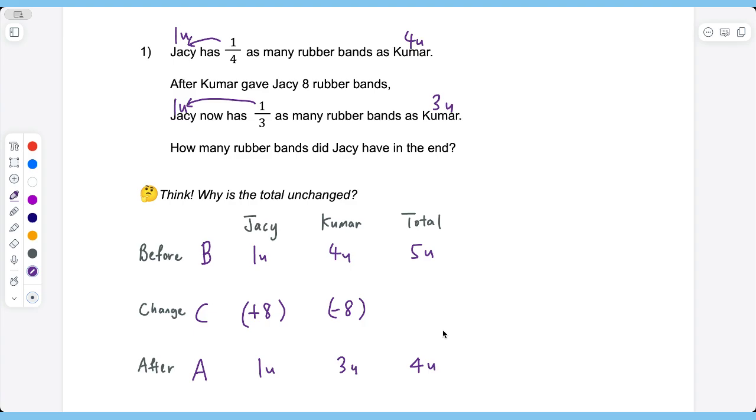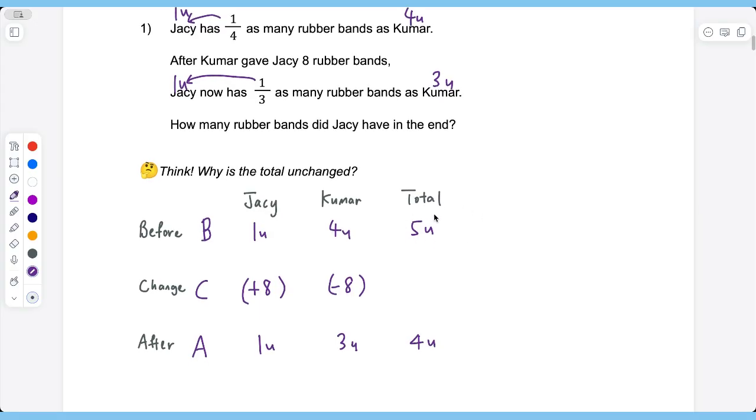Why is the total unchanged in this case? It is because Kumar gave to JC. He didn't give away to someone else. He just gave it to JC. Hence, the total of rubber bands between JC and Kumar still remains unchanged. Hence, we need to make this total 5 units to be equal to this total 4 units.